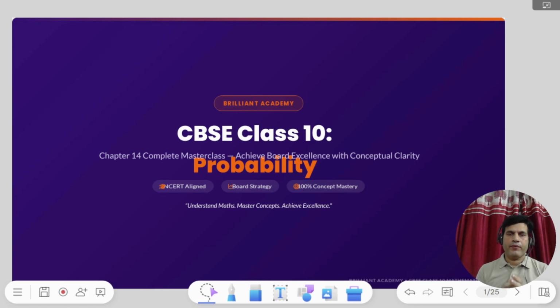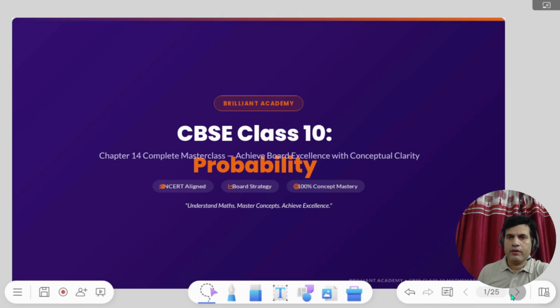In this chapter, we are going to start class 10th probability, which is very important from an exam point of view, and you will also study this chapter in class 11th and 12th. So this chapter is very important. So let's start this chapter.